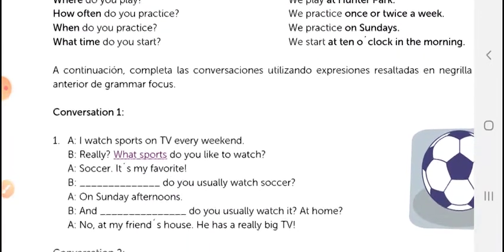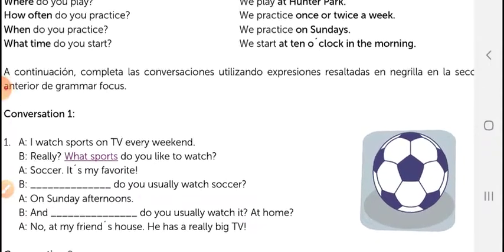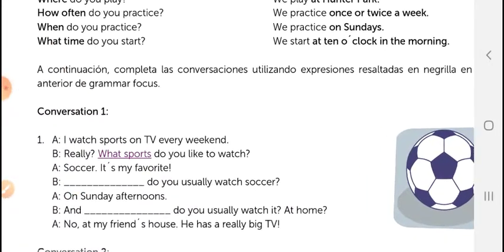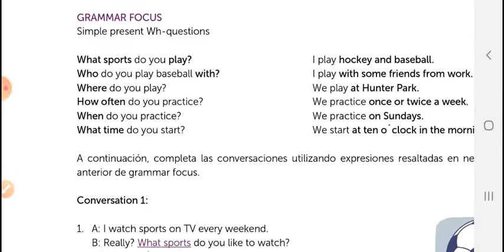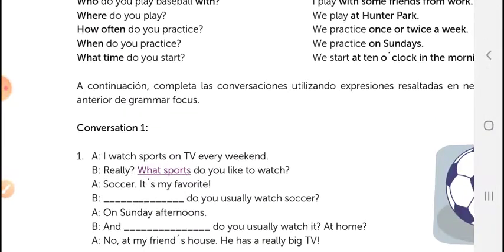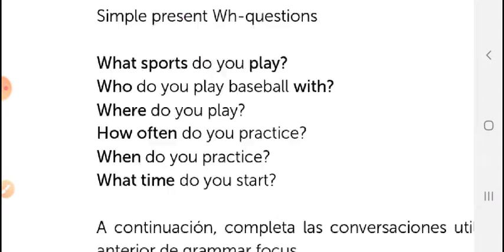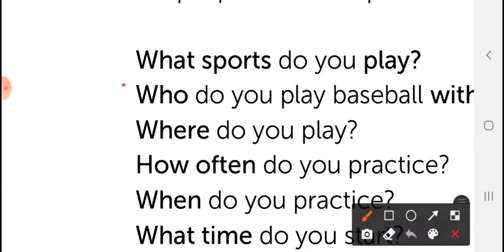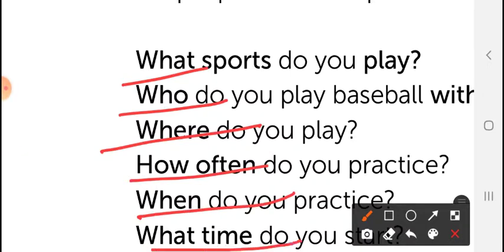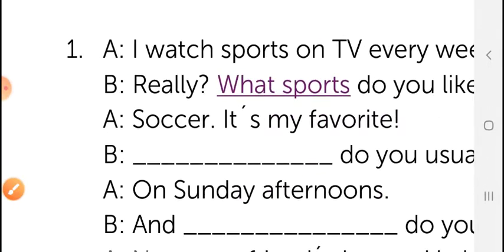A continuación, completa las conversaciones utilizando las expresiones resaltadas en negrilla en la sección de Grammar Focus, okay? So, fill in the blanks. The expressions in bold are what, who, where, how often, when, and what time. Okay, those are the expressions in bold. Now, soccer is my favorite.